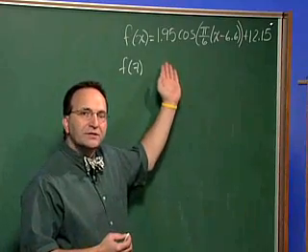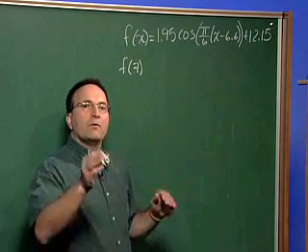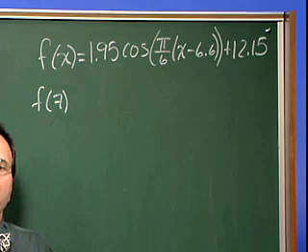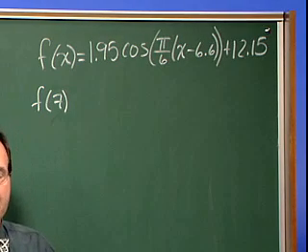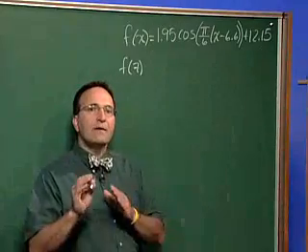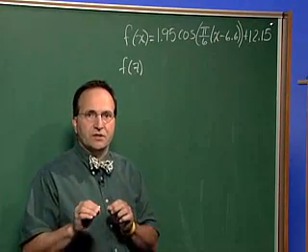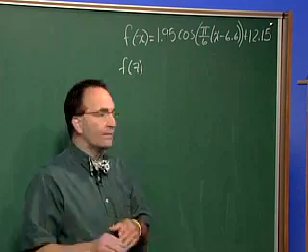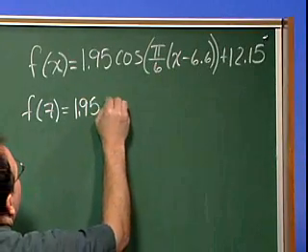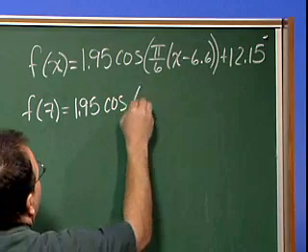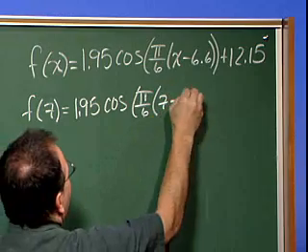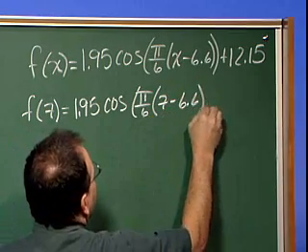So I have the equation written up here. We want to evaluate f of 7. Make sure that your calculator is in radian mode, because that's what we're dealing with here, is radians. And now what we do is substitute 7 for the x. So we have 1.95 cosine pi over 6 times 7 minus 6.6 plus 12.15.